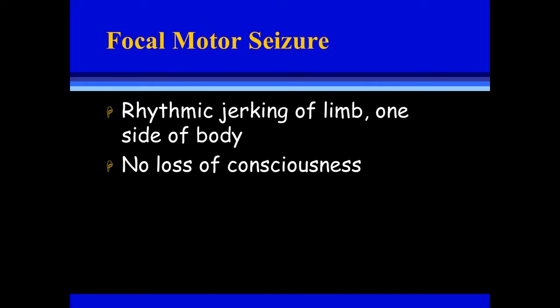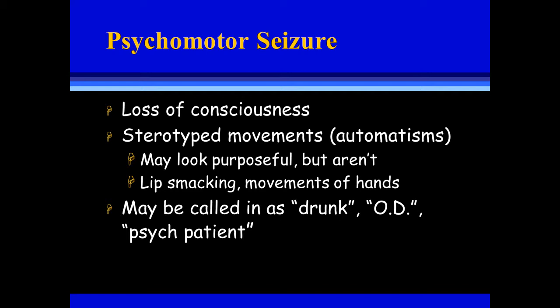Focal motor seizure: rhythmic jerking of a limb or one side of the body, no loss of consciousness. So this is your hand just doing a constant twitch. Okay? And it can go on and on, and they just can't control it. And then psychomotor is loss of consciousness, but they do these weird automatisms where it's like they're sleepwalking or something. They're not there, but they're going to be awake and moving.